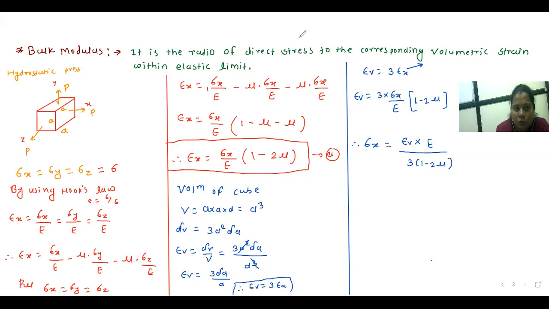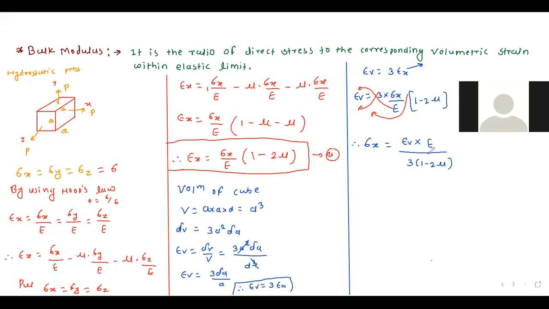Okay, got it? So please repeat now. I will make arrows here. Look, what we have to do is form the equation in terms of sigma x. This E is in the denominator, so where will it go? To the left side numerator. This 3 is in the numerator, so it will come to the denominator. And 1 minus 2 mu is in multiplication, so it will also shift to the denominator. So sigma x is equal to epsilon V into E divided by 3 in bracket 1 minus 2 mu. Did you understand now? Yes, ma'am.